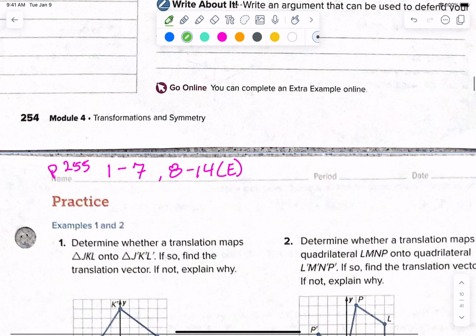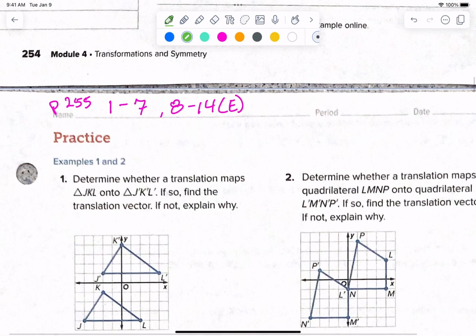Homework is this. That's all. Not so bad. 1 through 7, 8 through 14 evens. Good? 1 through 7, 8 through 14 evens.